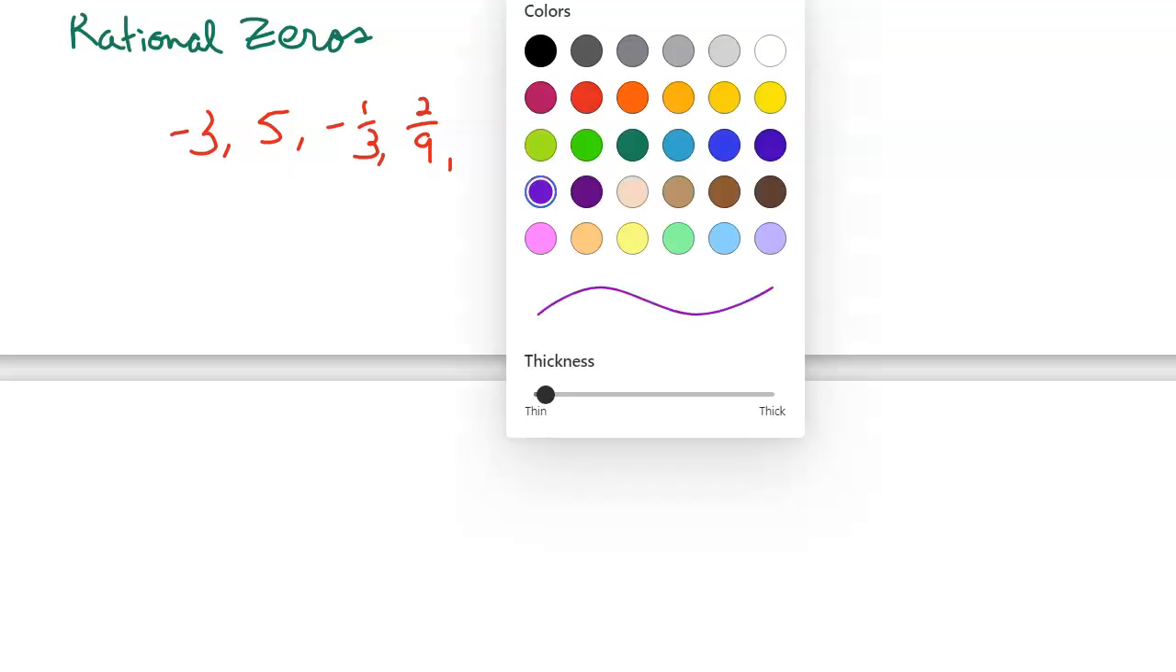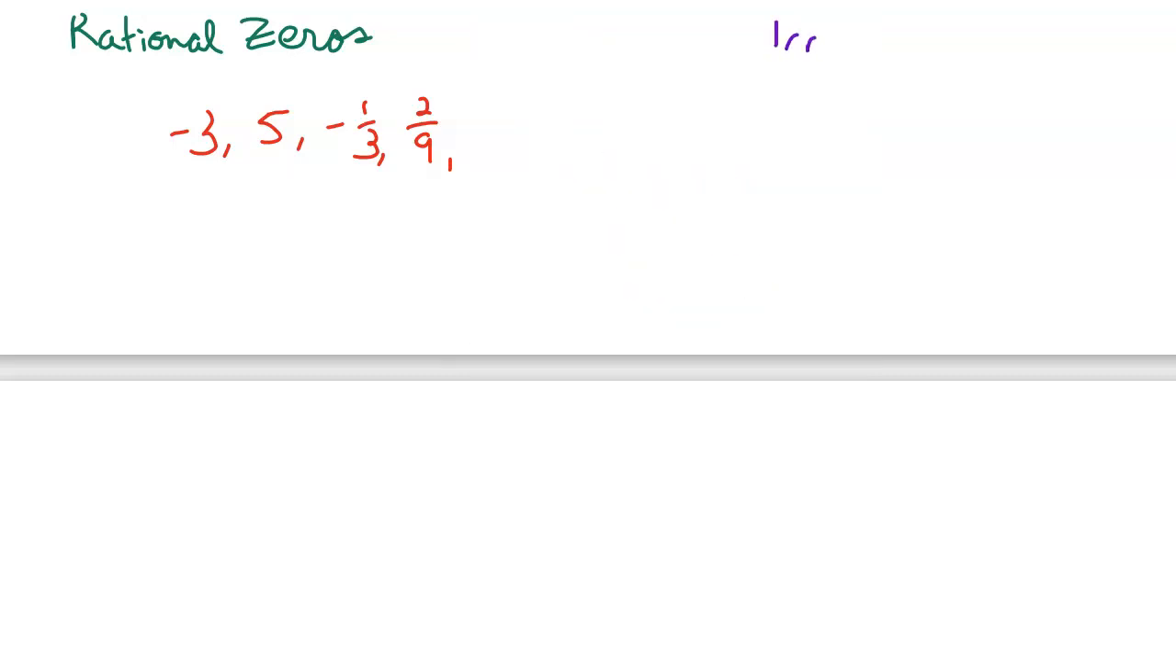Irrational numbers would include things that are like the square root of 2, maybe a 1 minus the square root of 3, things that have the square root in them. Mainly the irrationals that we're going to be talking about are the ones with square roots.